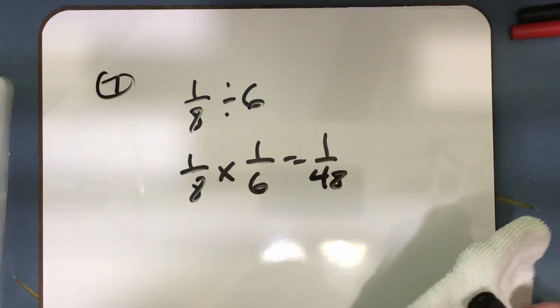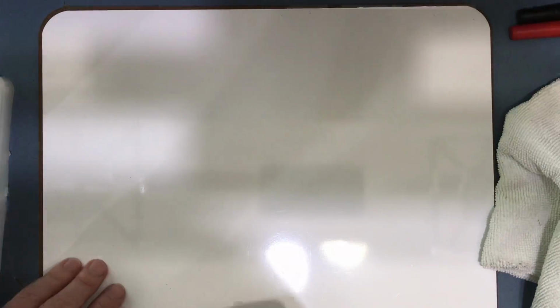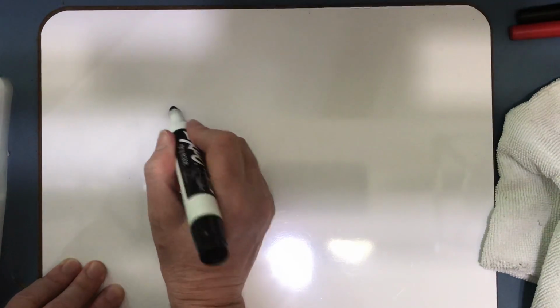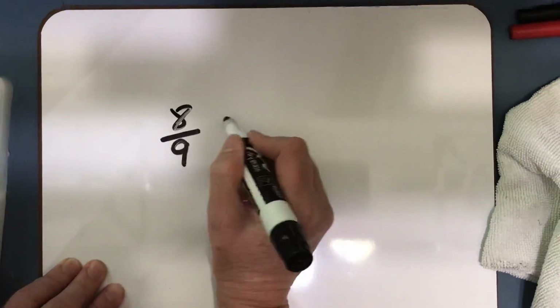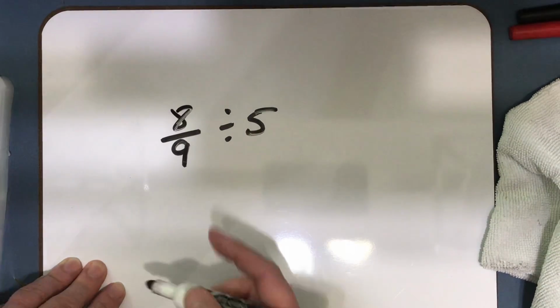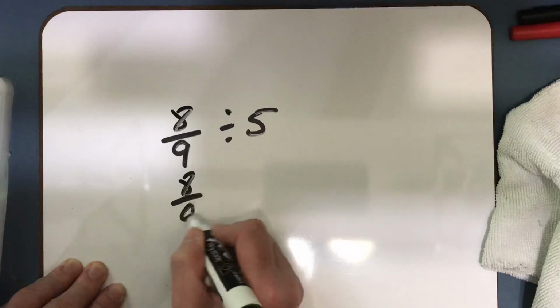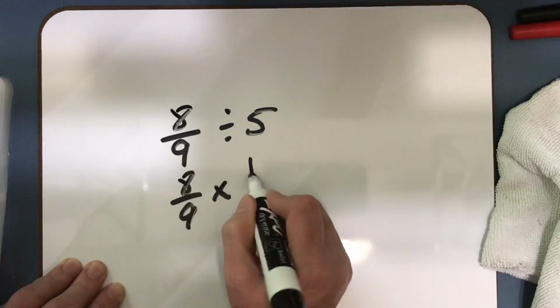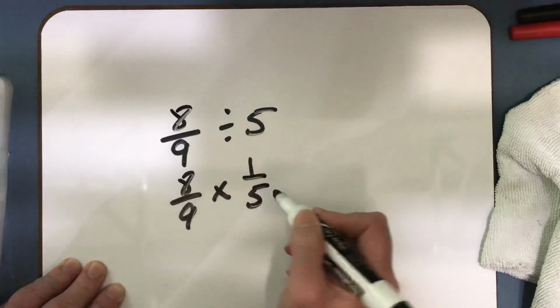Number 8 is just asking you, if you have a fraction divided by a whole number, like 8/9 divided by 5, what expression would I write in order to solve that? It would be 8/9 times the reciprocal of my divisor, 1/5.